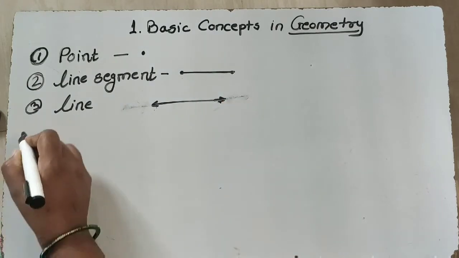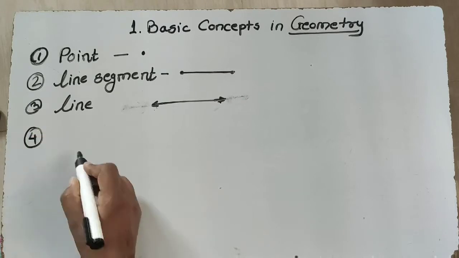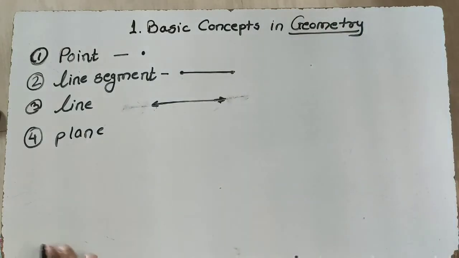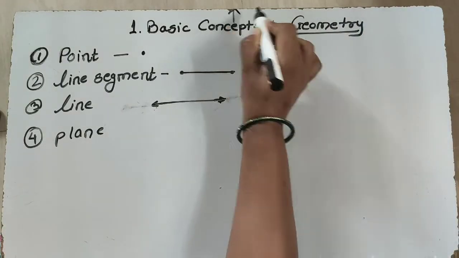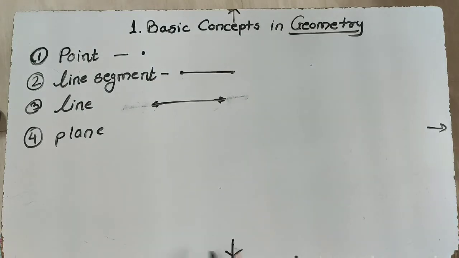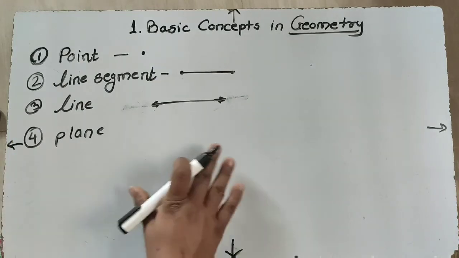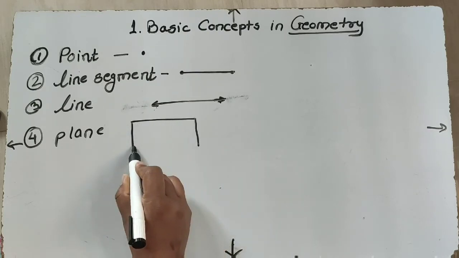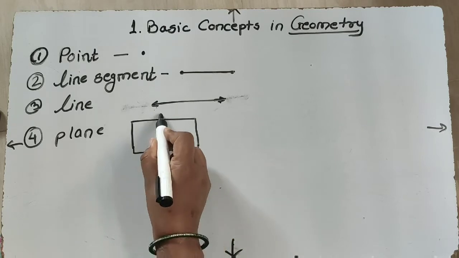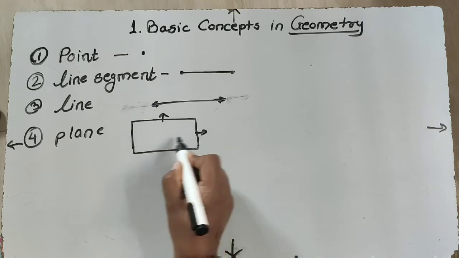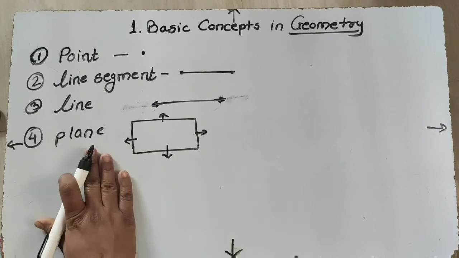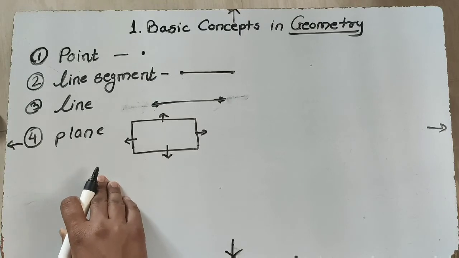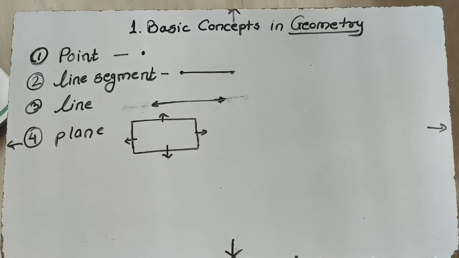Okay. After that, the fourth point is the plane. Plane means, suppose this is a surface, we can extend it in 4 directions. There is no limit. So this is also a plane. Any surface like a rectangle or square is a plane, and it can extend in 4 directions. So these are the basic concepts that we are using in geometry. Again we will see the next point.